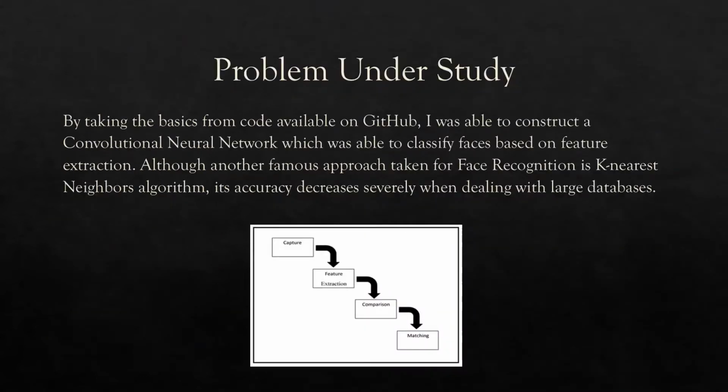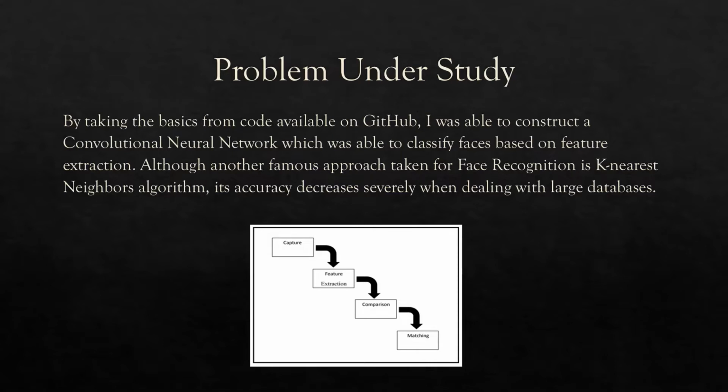The problem under study is face recognition. By taking the basics of code available online, I was able to construct a convolutional neural network which was able to classify faces based on feature extraction. Although another famous approach taken for face recognition is the k-nearest neighbors algorithm, the accuracy of this algorithm decreases severely when we are dealing with large databases and when the value of the parameter k increases.